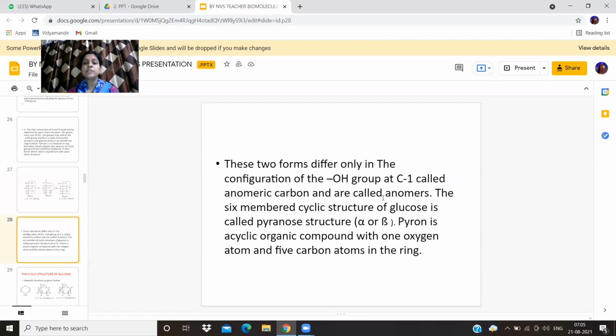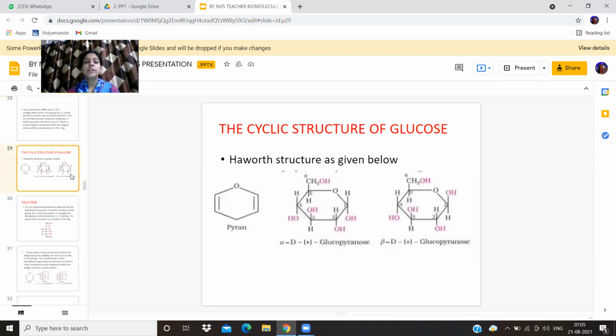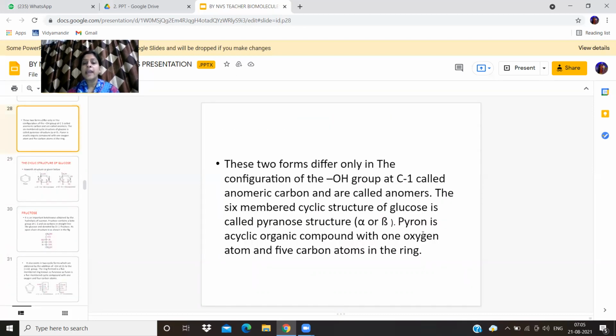So that is all about the cyclic structure. In these two forms, they differ only in the OH group at C1. The positions at C1 are different, and that's why this is known as the anomeric carbon, and we call these anomers. The 6-membered cyclic structure of glucose is also called the pyranose structure, because it gives alpha or beta glucose. Pyran is nothing but a cyclic organic compound with one oxygen atom and 5 carbon atoms in the ring.